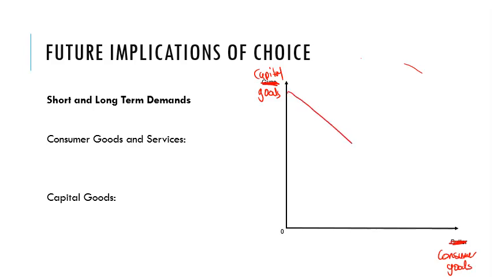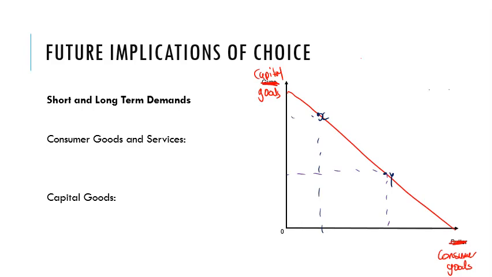And essentially, businesses need to make decisions. Businesses and individuals, we need to make a decision. Where along this curve do we want to be? Do we want to be using more capital now and having less consumer goods? Or enjoying more consumer goods but having less capital goods? Now, it's important you understand what these mean.